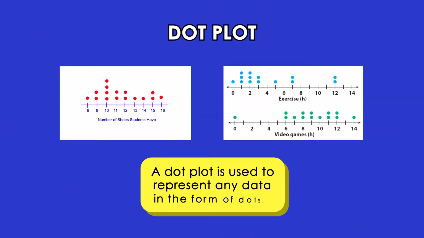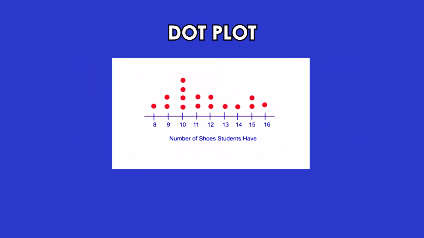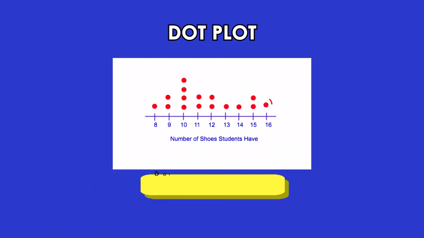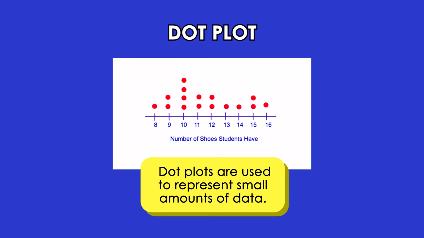A dot plot is used to represent any data in the form of dots. It is similar to a simplified histogram or a bar graph, as the height of the bar formed with dots represents the numerical value of each variable. Dot plots are used to represent small amounts of data.